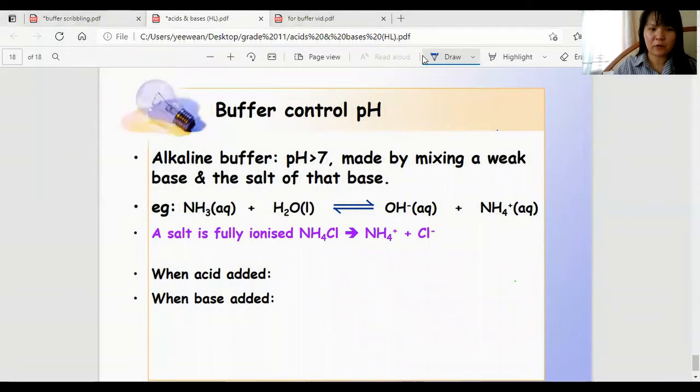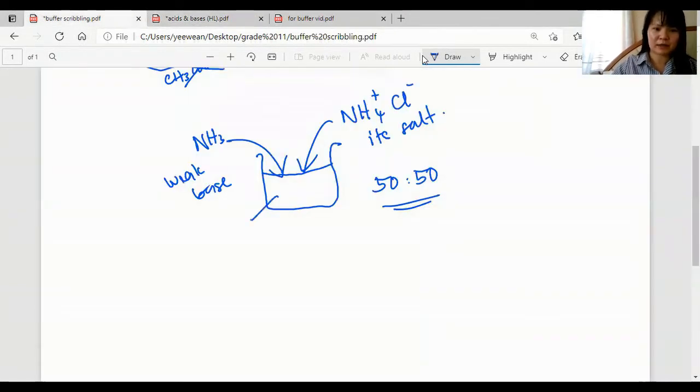Let's do the same for a weak base buffer. A weak base buffer is made by, in this example, ammonia and also its salt. Again, its salt is going to ionize fully to the ions, so NH4⁺ and Cl⁻ will be in there. So in my buffer, I would still have ammonia, NH4⁺, Cl⁻, OH⁻, but I will not have NH4Cl.